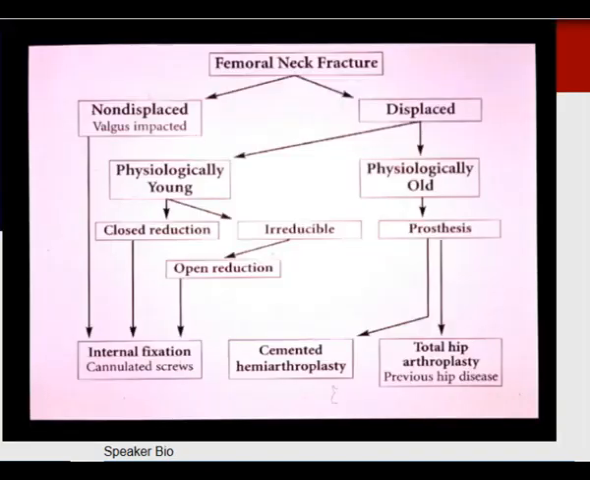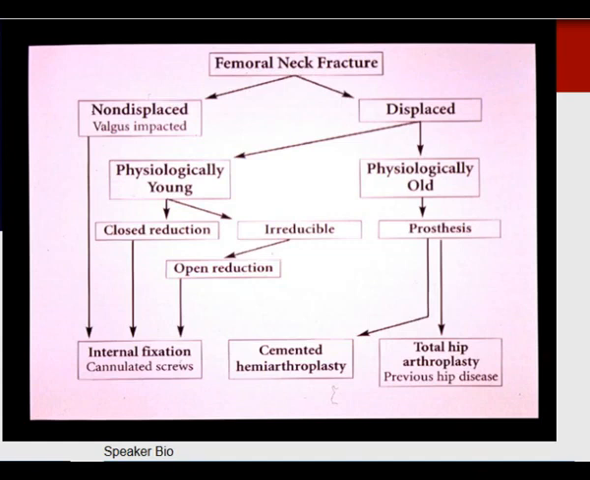The first important thing to determine is whether the fracture is displaced or non-displaced. If the fracture is non-displaced or valgus impacted, then typically internal fixation with cannulated screws is the preferred treatment. If the fracture is displaced and the patient is felt to be physiologically young, then a closed reduction of the femoral neck can be attempted. If an anatomical reduction of the femoral neck cannot be obtained, then an open reduction is indicated, and then fixation with cannulated screws is performed.